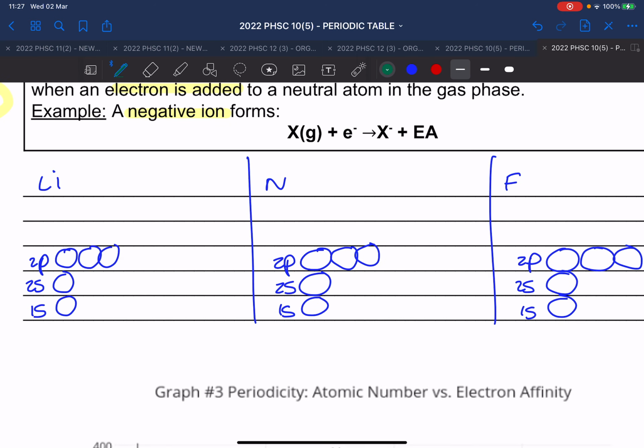Okay, lithium has how many electrons? Three. One, two, three. Nitrogen has? Fluorine?